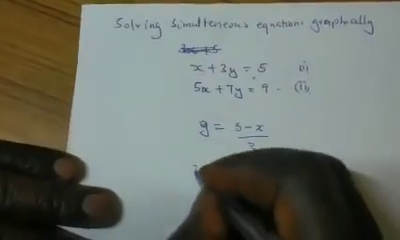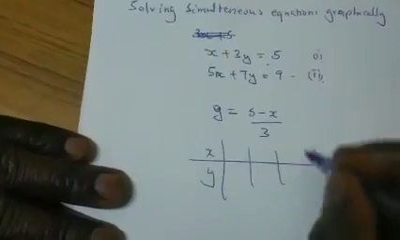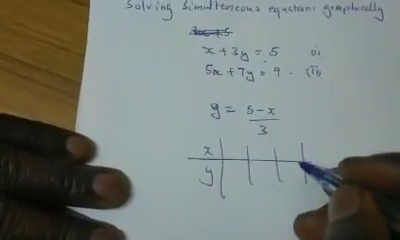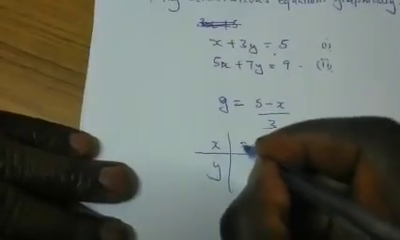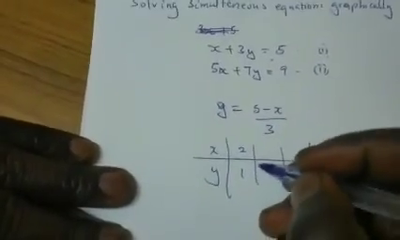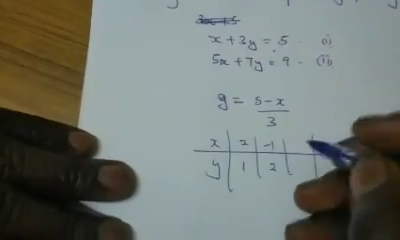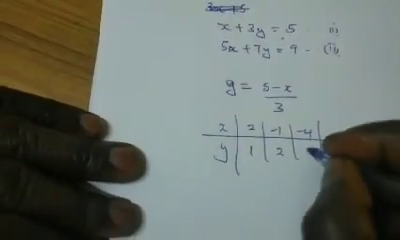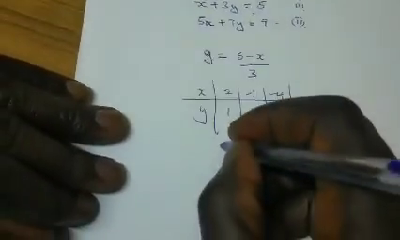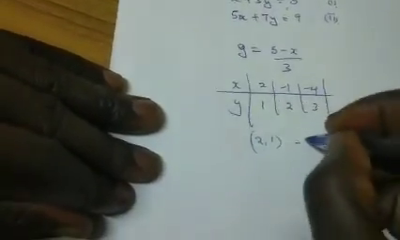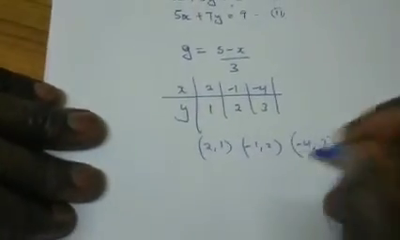So we choose arbitrary values for x and we get the corresponding values for y. So we are saying if x is 2, then y will be 1. If x is negative 1, y is 2. If x is negative 4, y is 3. So this one will give us the coordinates to be (2, 1), (negative 1, 2), and (negative 4, 3).